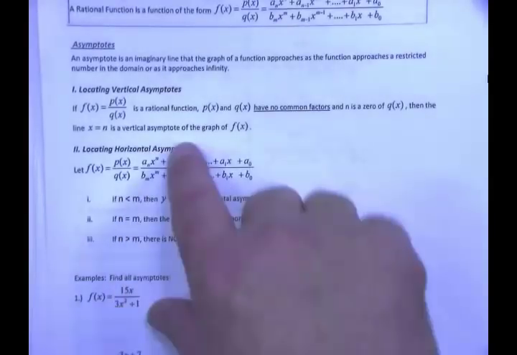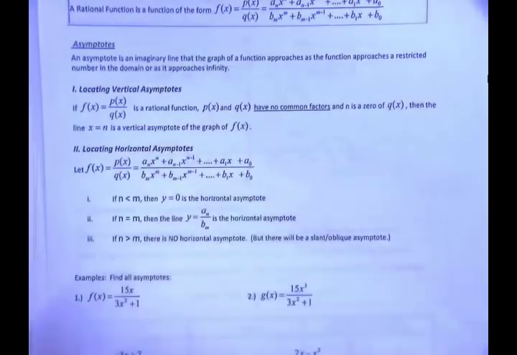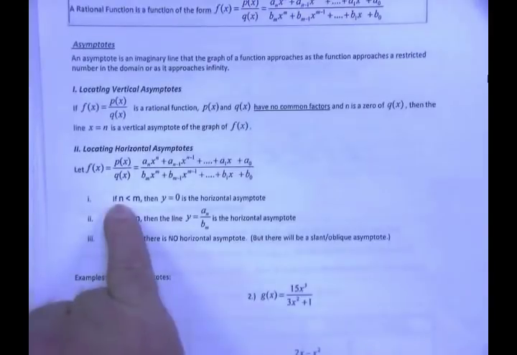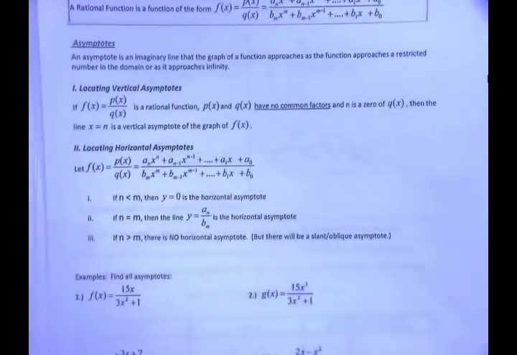And what you do is you look at the degree of the top polynomial, the numerator, and the denominator polynomial. The degree is the largest exponent, just to remind you. If the degree of the top is less than the degree of the bottom, n is less than m, then y equals 0 is the horizontal asymptote every time.